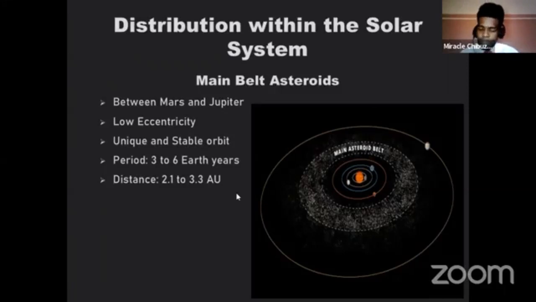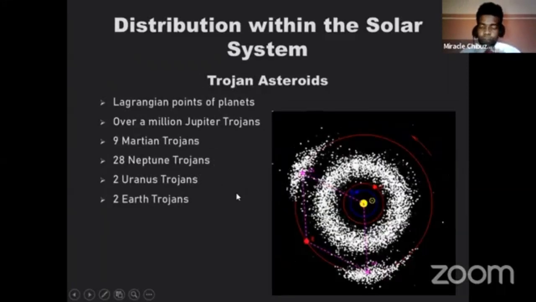Then let us talk about Trojan asteroids. We are still on the distribution of asteroids within the solar system. What are these Trojan asteroids? Let me first of all explain the Lagrangian points. If you have two systems, let us say the Earth and the Sun, forget about any other planet, let's just imagine you have the Earth and the Sun.